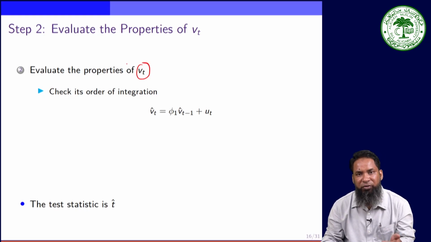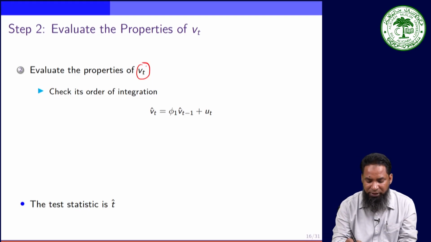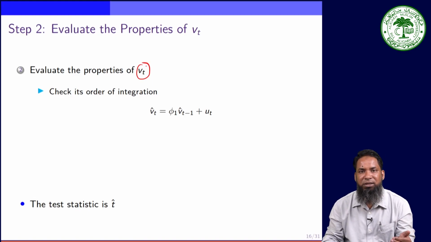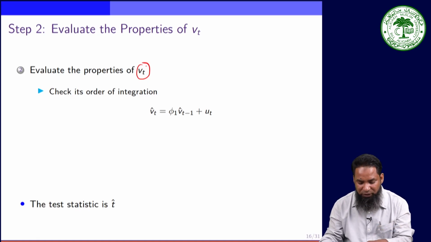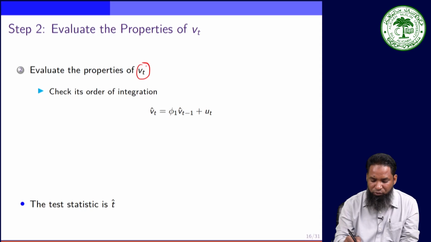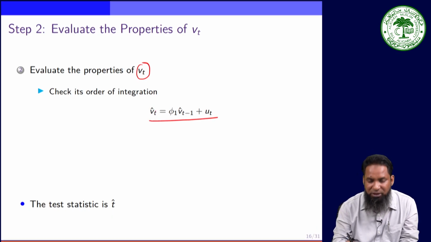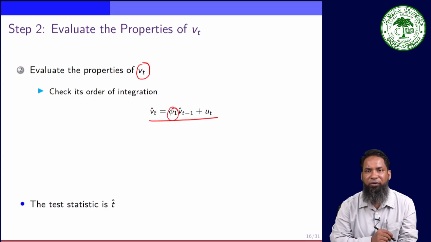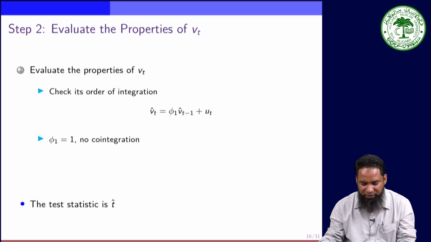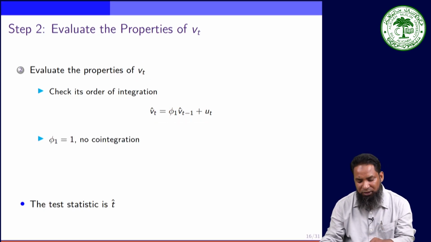So what property will we evaluate? Whether the estimated residuals are stationary or not. So to examine that property, we will use this regression equation. Here nu t is the estimated residual, and that is regressed on its lagged term. Then we have to evaluate the value of phi 1. If the value of phi 1 is equal to 1, that means this estimated residual nu t is non-stationary.